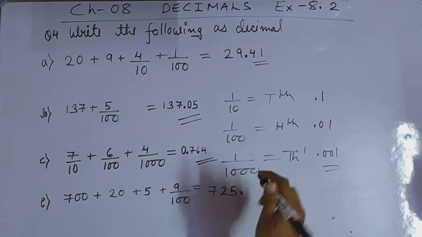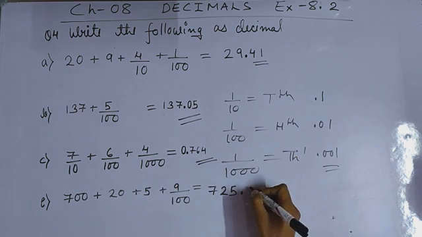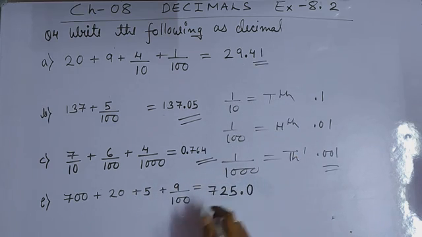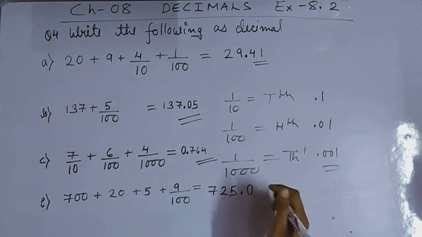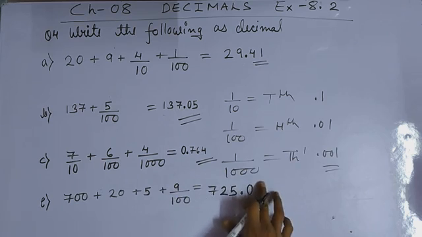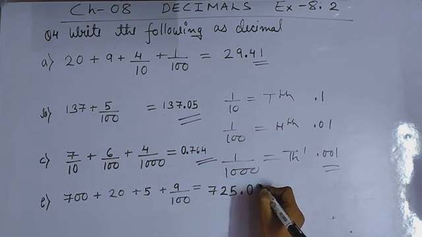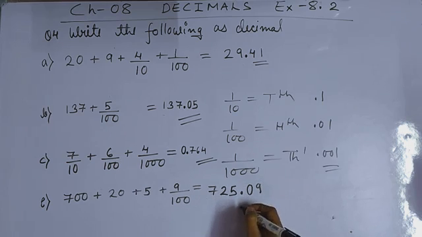So in the 10th place, which is represented by 1/10, nothing is there. So I am writing 0. And in the 100th place there is 9/100. So the 100th place is occupied by the digit 9, and in the 1000th place nothing is written. So you can write 0 also, or you can end here also. So 725.09 will be the answer for the E part of your question number 4. I hope you understood the concept of this question number 4 also.